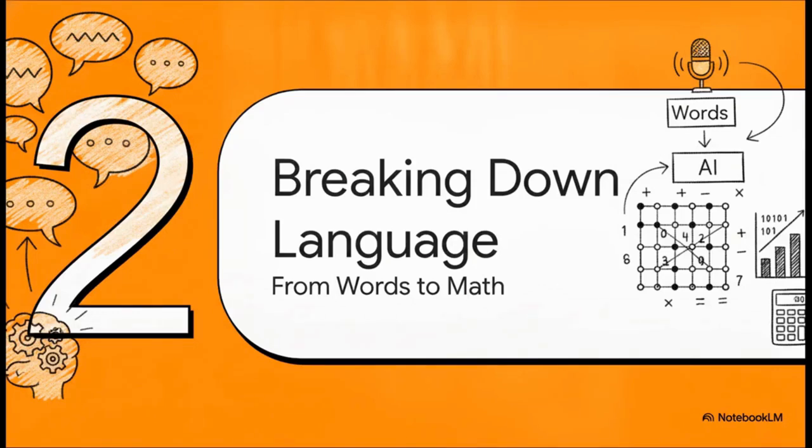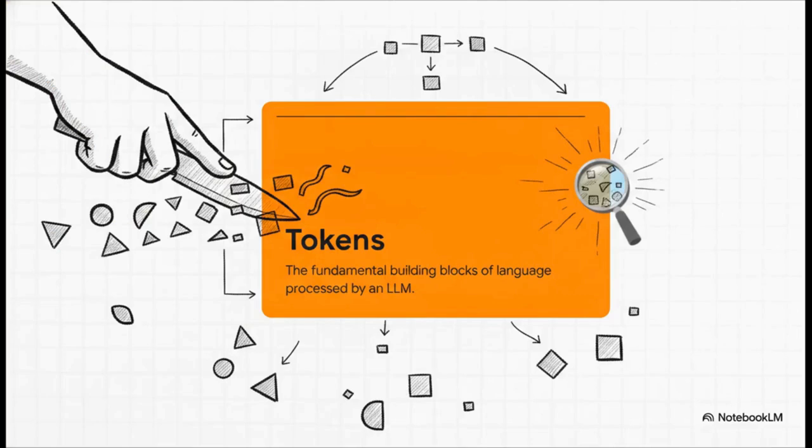Moving on to Section 2, breaking down the language from words to math. Let's look at the logic of how an AI first begins to ingest human text. Before an AI can answer any question you throw at it, it has to break your prompt down into digestible pieces. It doesn't read a sentence the way you and I do. It uses tokens. Tokens are the fundamental building blocks, basically the atoms of language that a large language model processes.